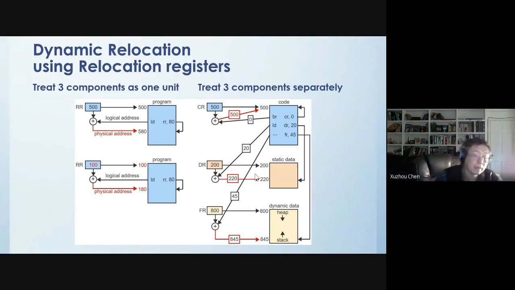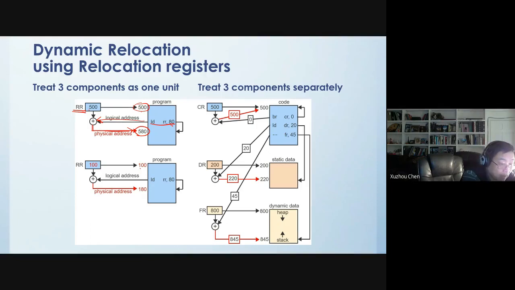This is a similar example. The program is loaded into physical memory starting from 500, so 500 is loaded into the relocation register, right? And then for every address, like 80, 80 is added to 500. So the physical address for 80 is going to be 580.